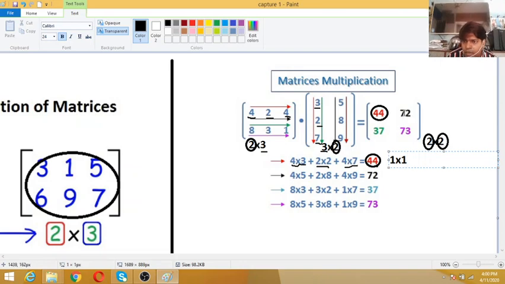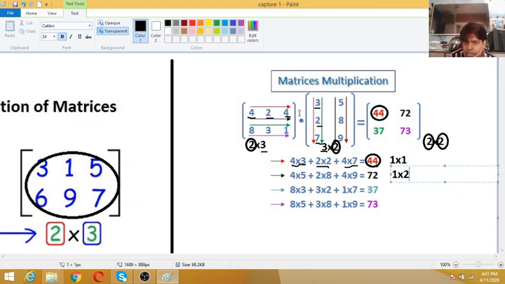Right, now this 72, that is the second element here. If you can guess the address of this element, it is first row, second column. It is first row cross second column. This 72 is on the first row, this is the first row, and it is on the second column. So the address is 1 cross 2.